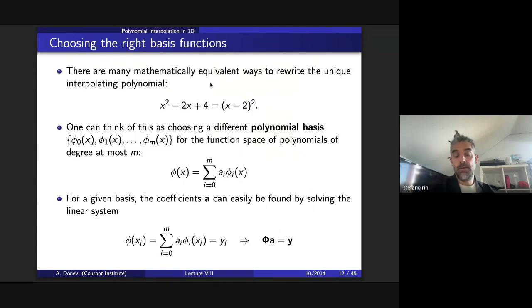So remember that when you see a polynomial, you have many different ways to write the polynomial. On the left-hand side, we write the polynomial in terms of the coefficients, while on the right-hand side, we write the polynomial in terms of its roots. Here we have a polynomial of order 2 that has coefficients 1, -2, and +4. And here we express the same polynomial as the product of its roots.